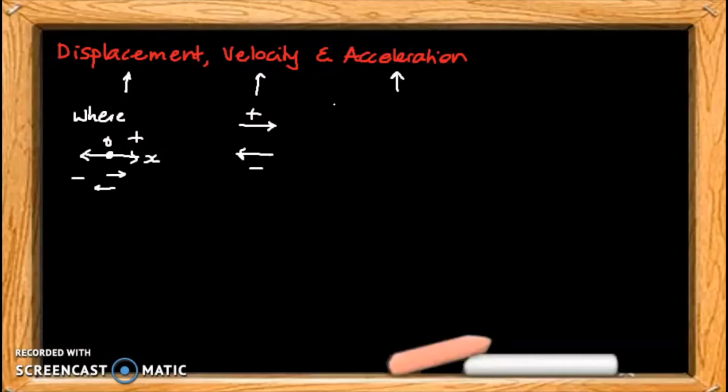Acceleration talks about how much velocity changes. And again, if it's accelerating to the right, you'd expect it to have a positive acceleration, and to the left, you'd expect it to have a negative acceleration.